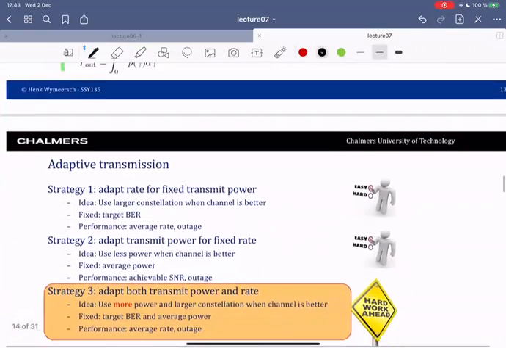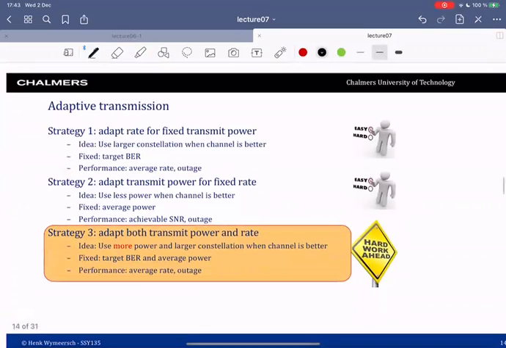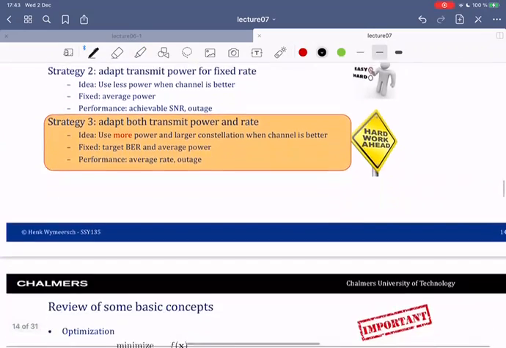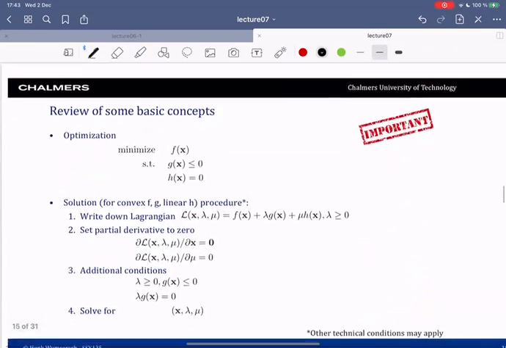Now, you could imagine that the combination of rate and power adaptation would not be much better, but it turns out to be much more powerful. So in this case, what we will do is we will use more power when the channel is good, and then also a larger constellation. And this leads to this technique that we will call water filling.